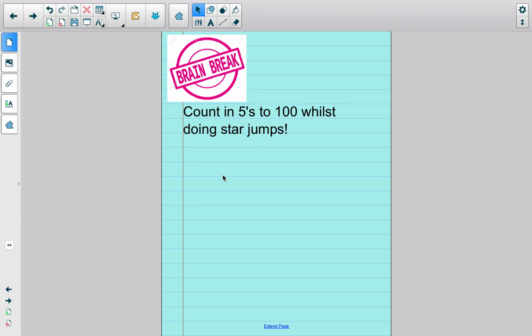Right, if you think that you would like to give Gold a go today, I would like you to take a little brain break here before listening to the Gold teaching input. How about you count in 5s to 100 whilst doing star jumps? Counting in 5s goes like this: 5, 10, 15, 20, 25, all the way up to 100. Pause the video here and enjoy your brain break.